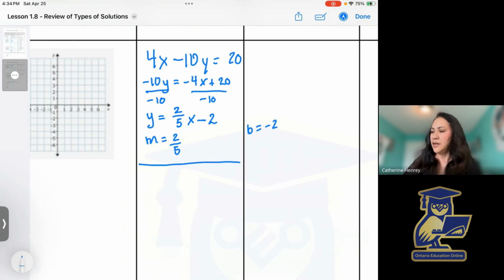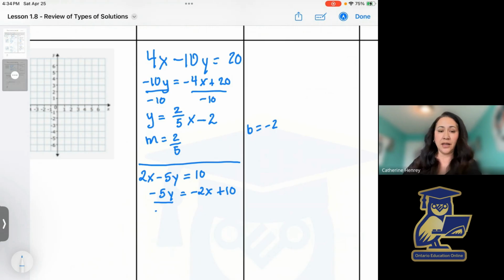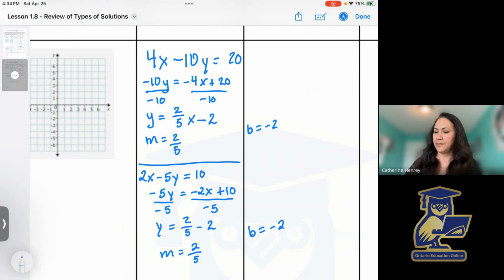Taking a look at the second equation, this was 2x minus 5y equals 10. Moving the 2x over, I will have negative 5y is equal to negative 2x plus 10. Divide through by negative 5. And I'll have y is equal to 2 over 5x minus 2. So my slope here is 2 over 5, and my y-intercept here is negative 2.